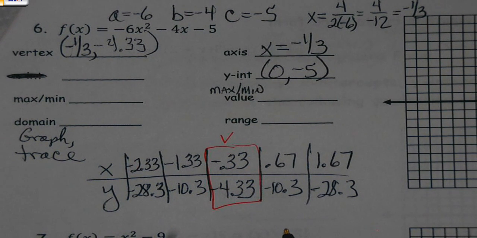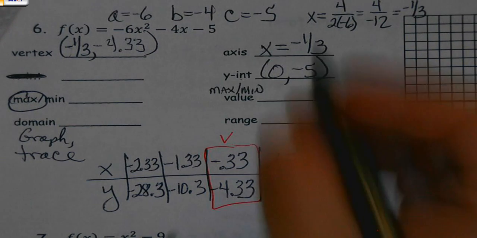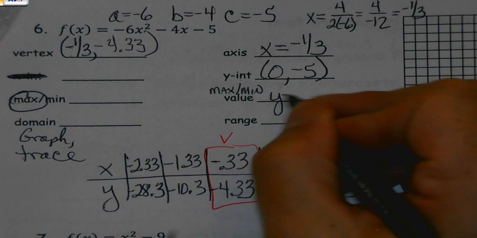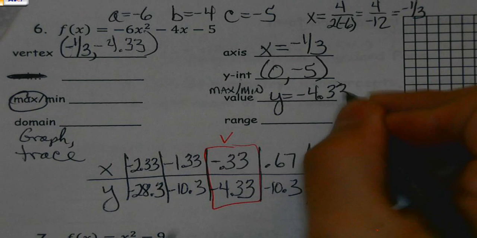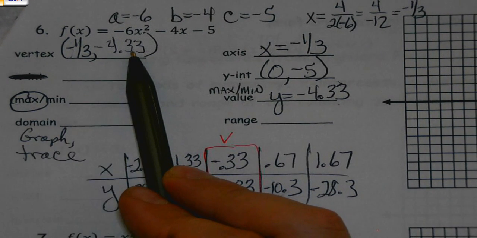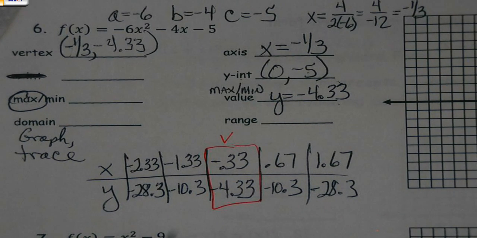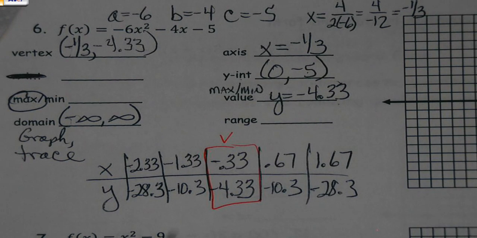So when I graphed it, did I end up with a max or a min? A max. So you can just circle it even, that's fine. And then my max value. Not the y-intercept, your vertex y value. Oh, okay, got it. Okay? Can I see the graph? In a minute. What about domain? Negative infinity to infinity. Range?